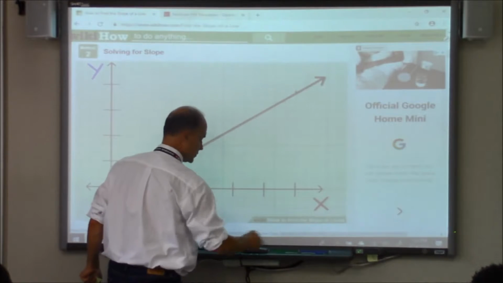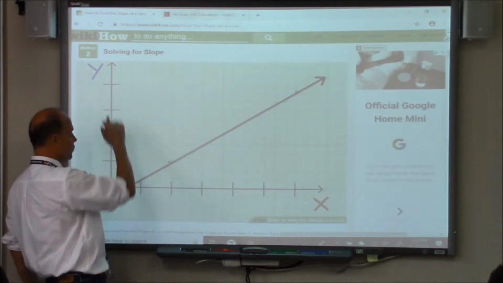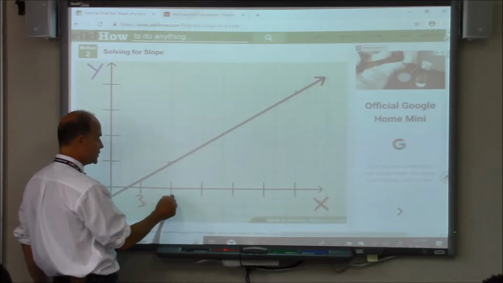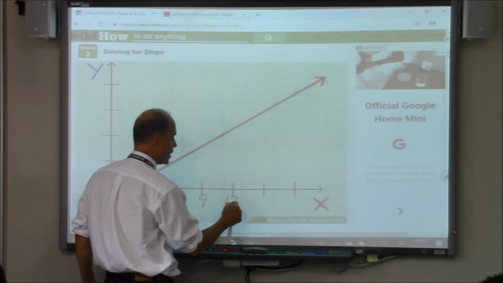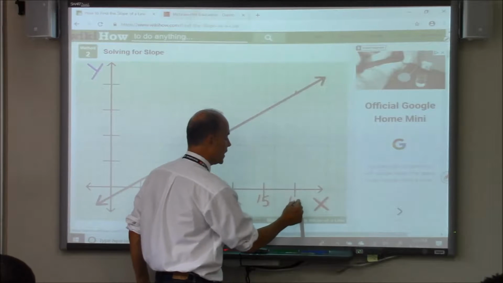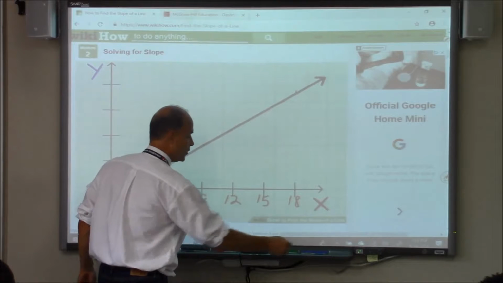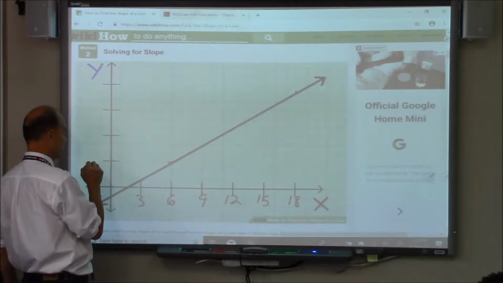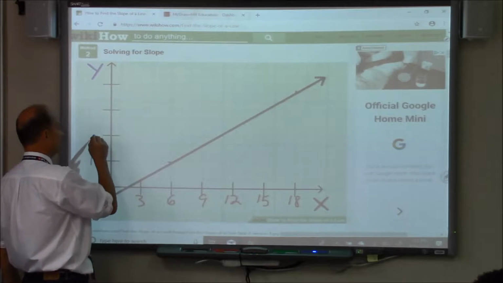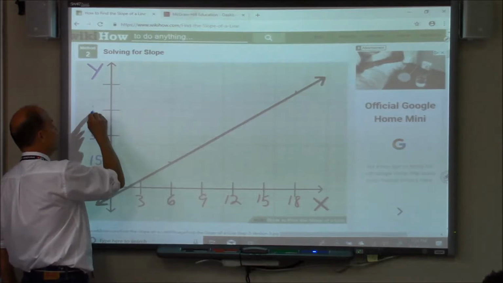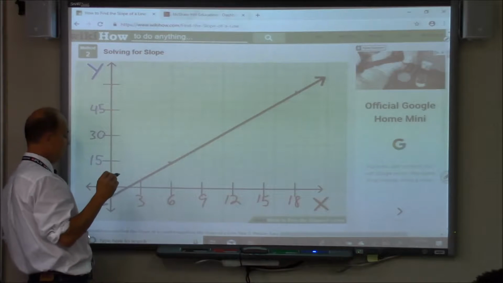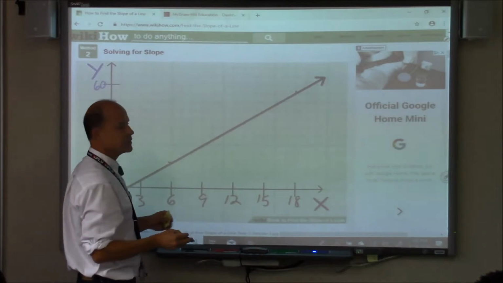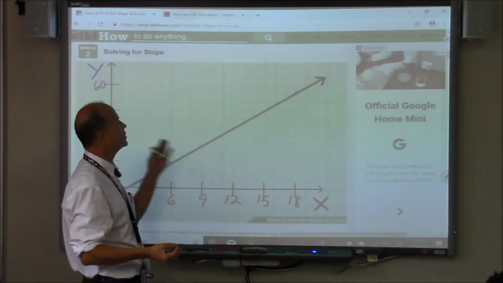I'm going to try to use the red for the x values and the blue for the y values. I want you to number yours like this also. Let's go by threes on the x-axis: 3, 6, 9, 12, 15, 18. And then on the y-axis, let's go by 15s: 15, 30, 45, have I got that right? 60.